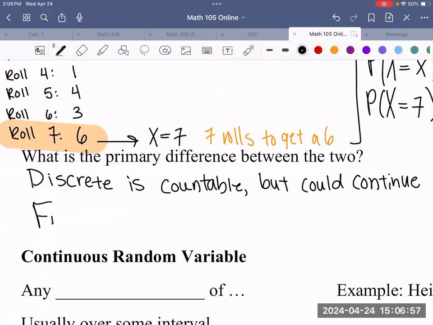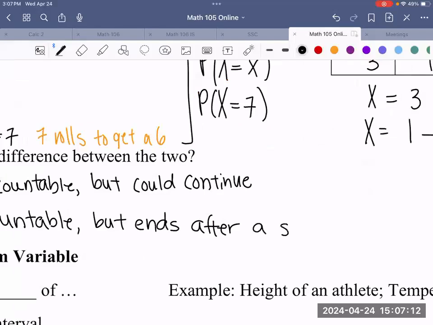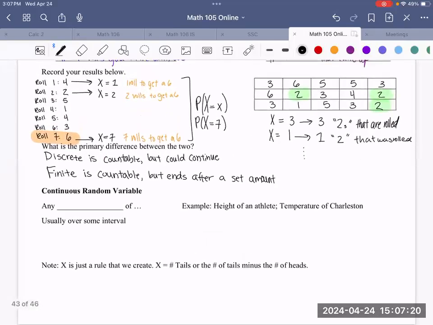Whereas finite is still countable. We can still count these values, but it ends after a set amount. So 15 rolls, 5 rolls, 6 coin tosses, right? It will have to end at some point.